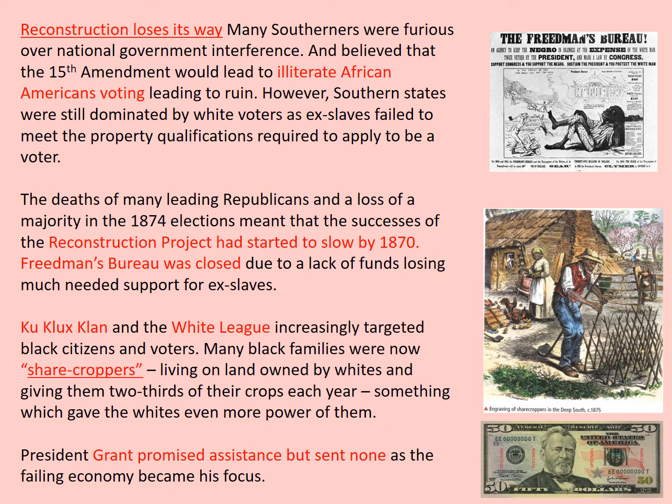Many black families are little better than slaves now. They're sharecroppers. They live on land owned by the whites, often the former plantation owners. They have to give them 2/3 of their crops each year, which gives them more power. And basically, they're free, but they're little more than slaves. Ulysses Grant, the great hope, the general who had won, promised assistance but didn't do anything because his focus is on the failing economy.